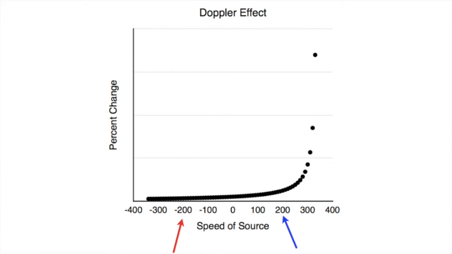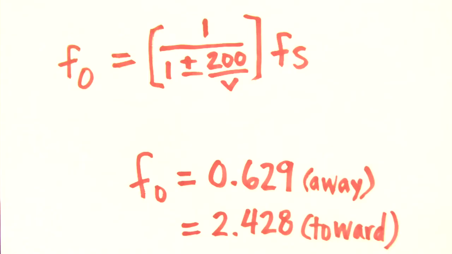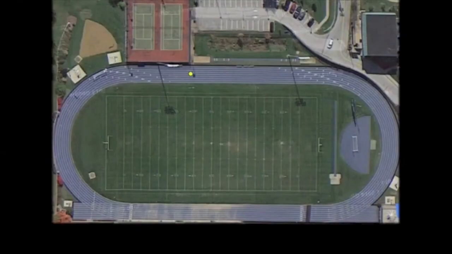Here's our graph again with arrows emphasizing plus or minus 200 meters per second. Using the same Doppler equation from before, we can calculate the change in frequency for a source moving at 200 meters per second. Going away, the result is 63% of the original frequency, and coming towards an observer, the change is 2.4 times the source frequency.